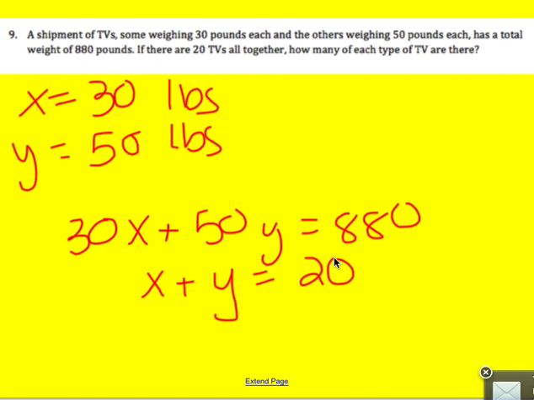So I've got this all set up for you. I would like you guys to go ahead and finish solving it, and then if you have any questions, please bring them up to me.